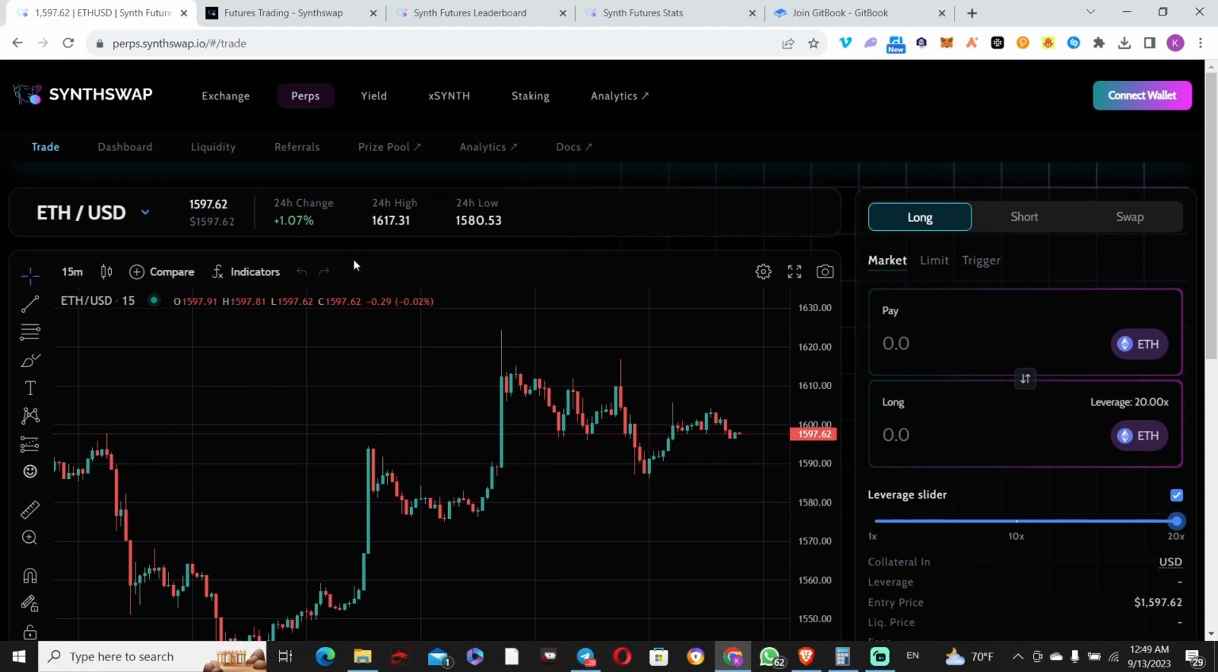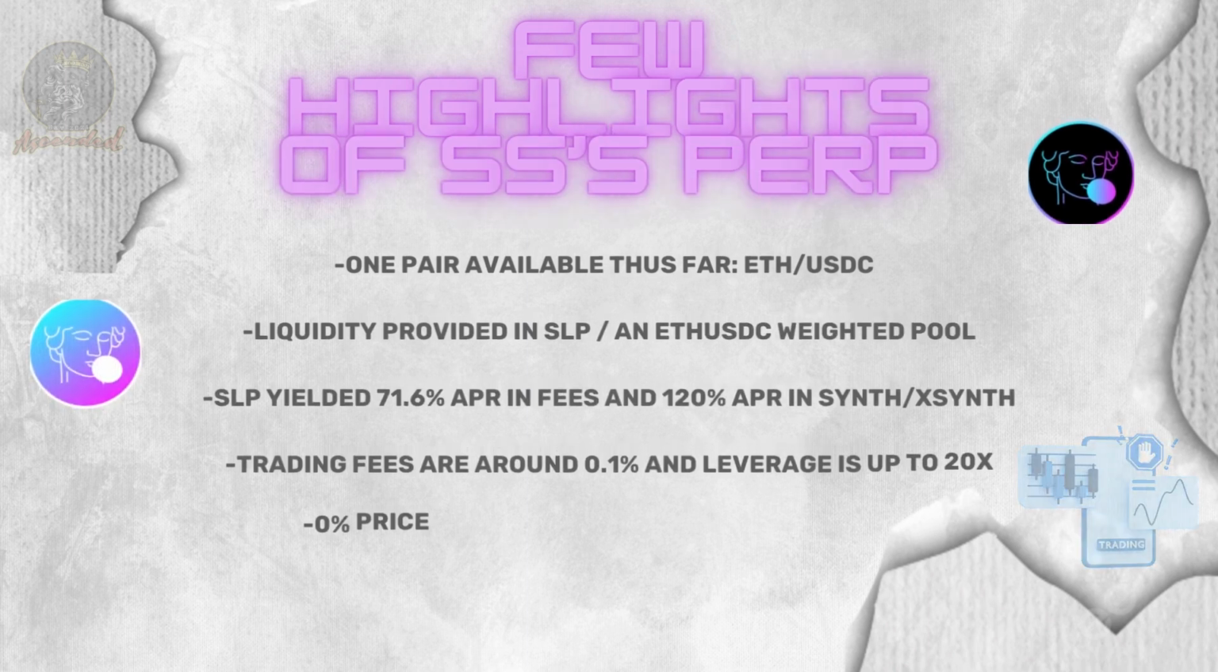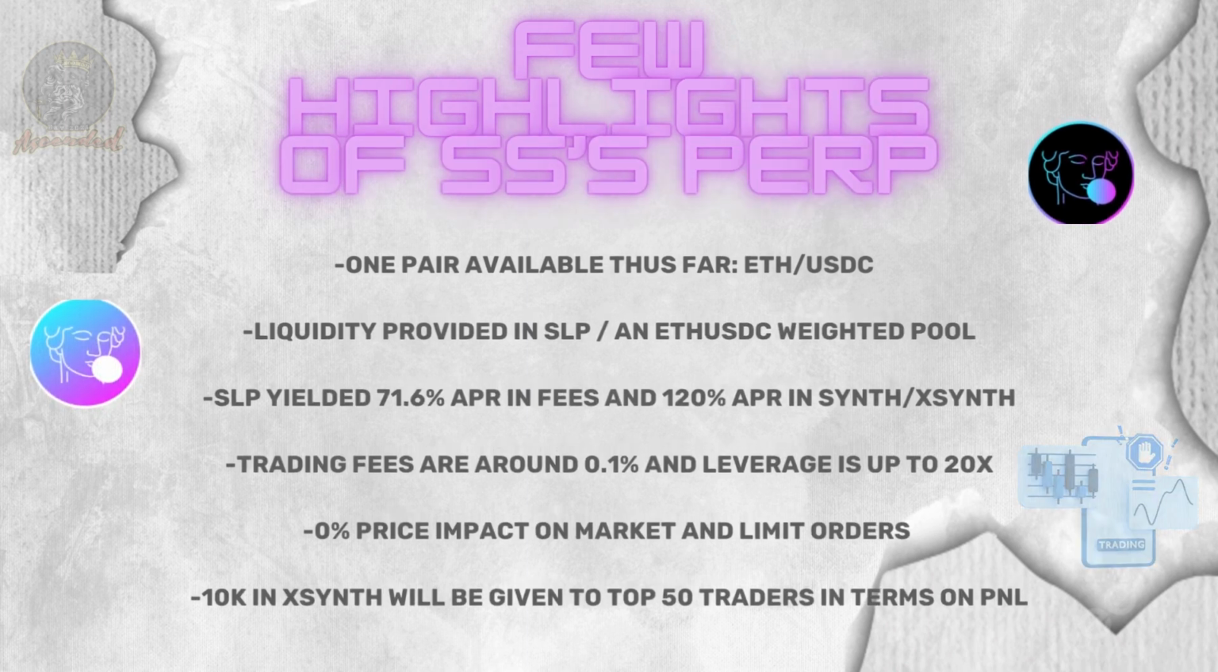So for Synthswap, for example, they've been alive for 26 days, by the way. So right now they only have one pair that you can trade with, and that's ETH USDC. Now I'm sure they will add more along the line, but it hasn't been a month yet, all right? So if you are somebody who doesn't want to participate in futures trading as an activity, but wants to provide liquidity to take advantage of the yield, then you can do so in the form of SLP. Now SLP is basically a pool that is weighted between ETH and USDC.